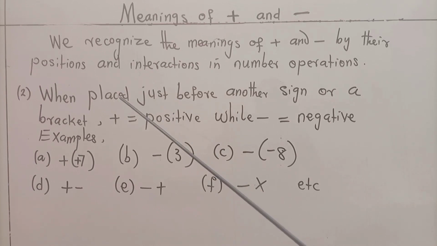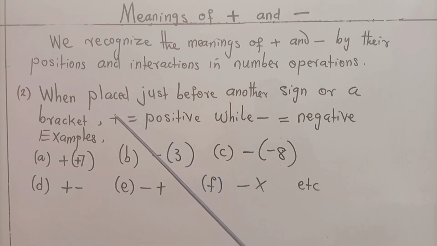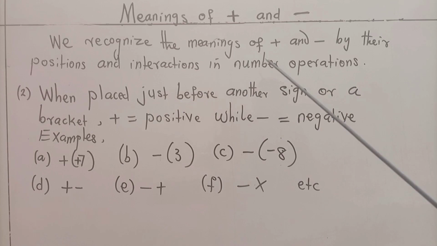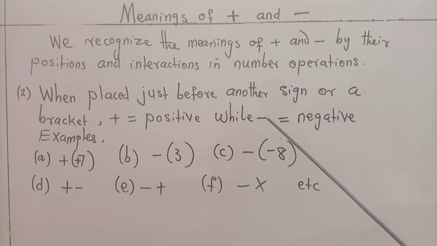Right now, let us see how to know that plus is positive. We say when plus is placed before another sign or before a bracket, then it must be positive. But when minus is placed just before another sign or a bracket, it is negative. Let's see examples here. Look at the first one: plus bracket plus 7. What is this 7 doing? What is this plus doing here? And what is this plus doing here?